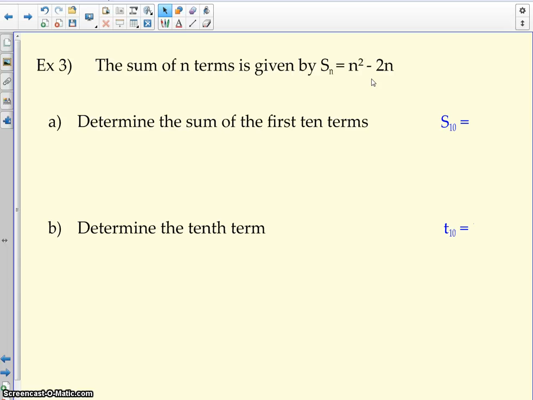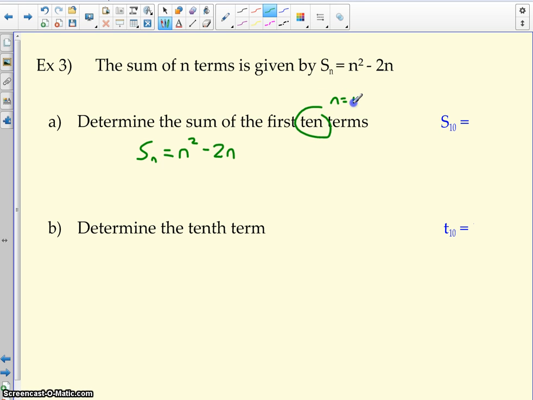So for A, let's determine the sum of the first 10 terms. Well, if Sn is the sum of my first n terms, and I want to find the sum of the first 10 terms, let's just put in n equals 10 and see what happens. So that'll give me 10 squared minus 2 times 10. I should have a 10 in here for n on this side as well. So S10 will be equal to 100 minus 20, which is 80.